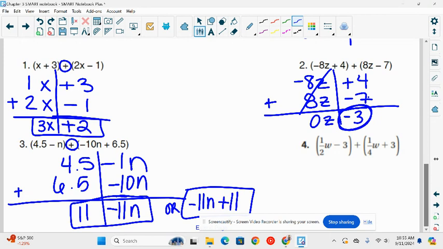All right, setup number 4. It's the same way, it's just there's a fraction. And guess what? Your calculators do fractions. So you shouldn't have to freak out about it.